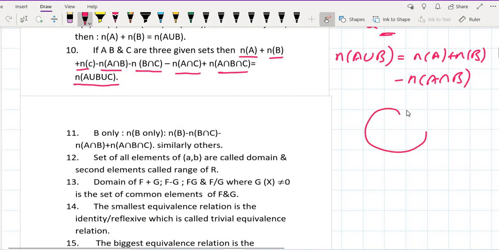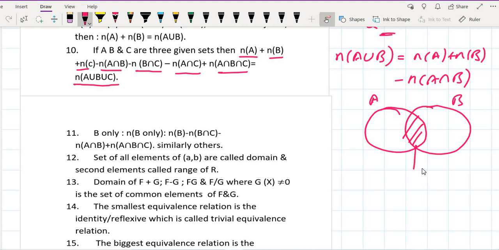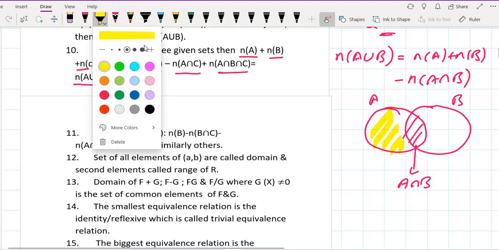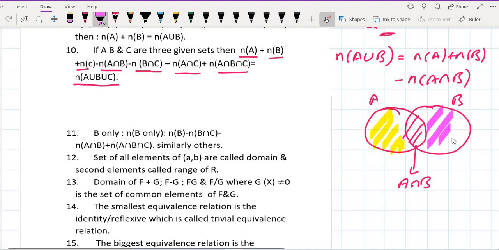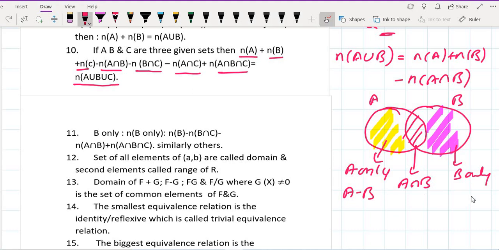Next, suppose we have the Venn diagram like this. Suppose this is set A, this is set B, this region indicates A intersection B. This region indicates A only. This region indicates B only. A only means it is actually A minus B. This is B minus A. If you add all the 3 together, that gives you n of A union B.